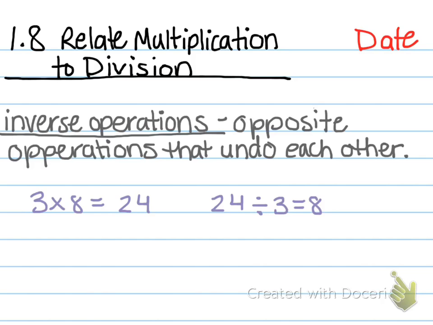The first piece of information that you will need is a clear understanding of what inverse operations are. They are opposite operations that undo each other. So the inverse operation of multiplication is division, and the inverse operation of division is multiplication. The same goes with addition and subtraction. They are the inverse operations of one another.